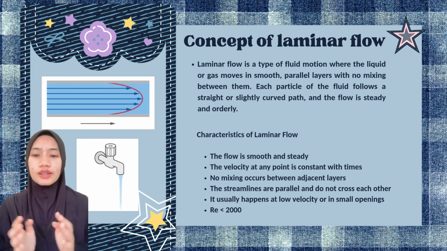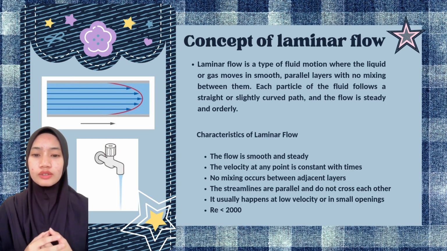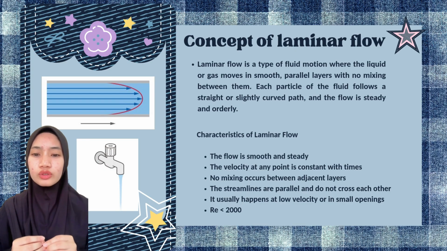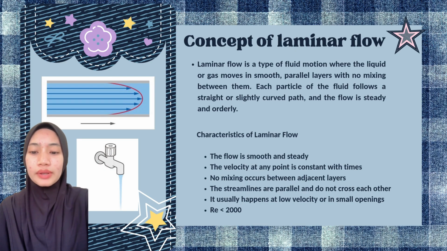Okay, now let us talk about the characteristics of laminar flow. Laminar flow is smooth and steady, and the velocity at every point stays constant over time. The water layers do not mix, and the streamlines are straight and parallel. This type of flow usually happens when the fluid moves slowly or when it passes through a narrow opening.